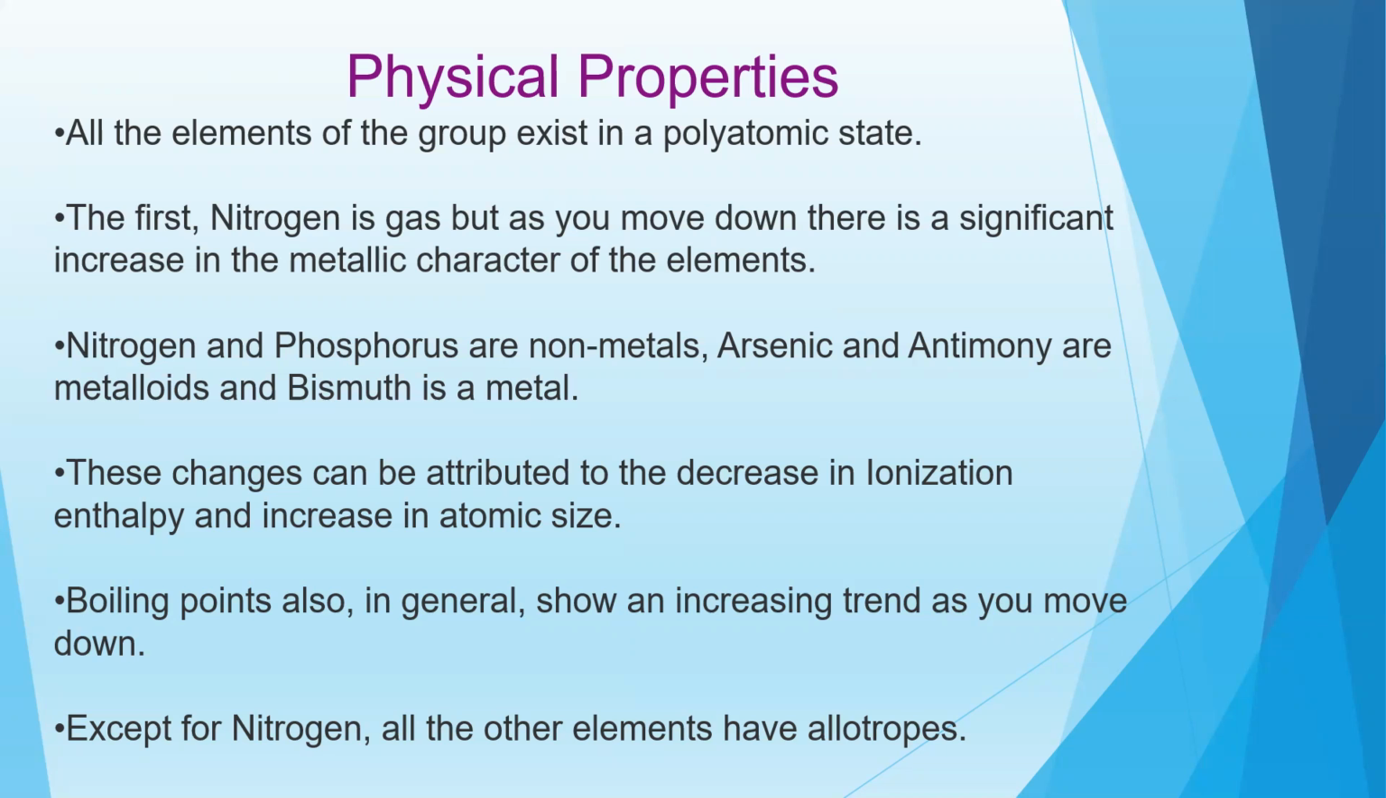Boiling points also, in general, show an increasing trend as you move down. Except for nitrogen, all the other elements have allotropes. Now, what is an allotrope? Allotropes are forms of an element having the same constituent but different physical properties. For example, the allotropes of carbon are diamond, graphite and fullerene, which we have already learned in our lower grades.